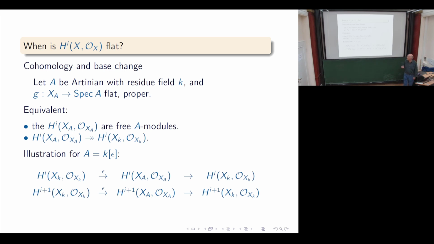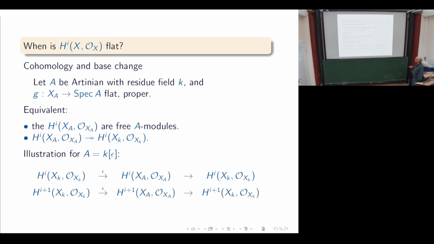Okay, so let's see how to check that the R^i g_* O_X are flat. When you look at the cohomology and base change theorem, it's enough to do it over an Artinian base, let's say with residue field k, where I have something flat and proper. Then the second condition is equivalent: all the H^i(X_A, O_{X_A}) are free A-modules. Since for Artinian A, being flat is the same as free, or that these maps are surjective. I emphasize that the surjectivity I need here only when I pass to the closed point, not a smaller scheme. It's implied by this, but it's enough to check it for this scheme.